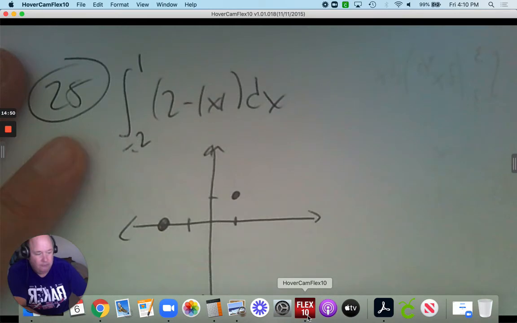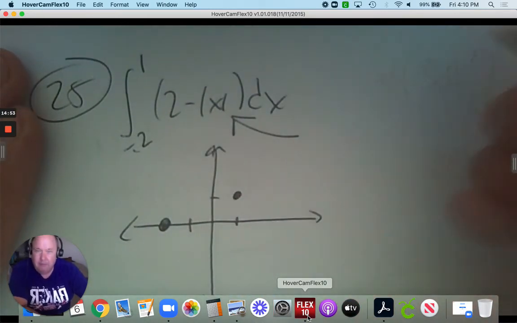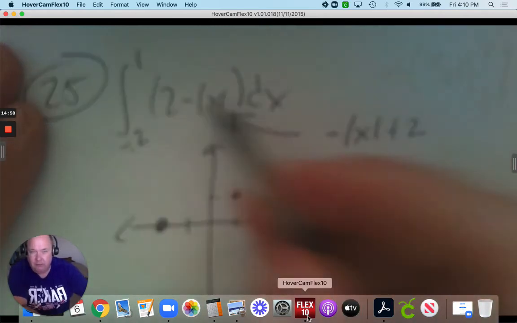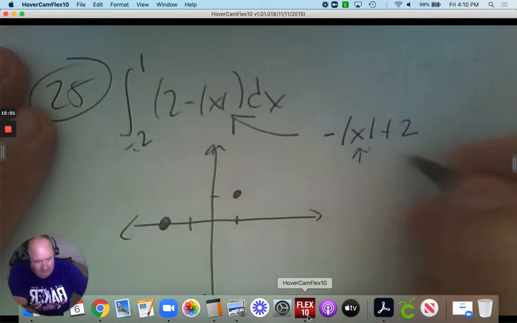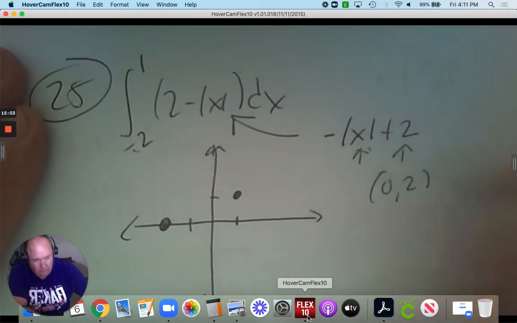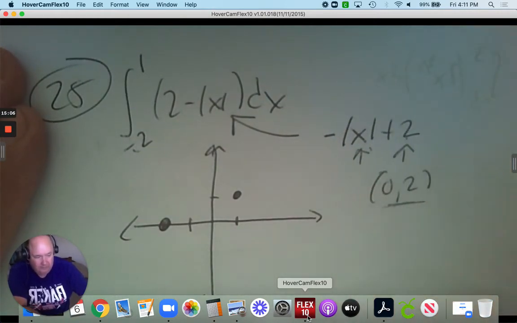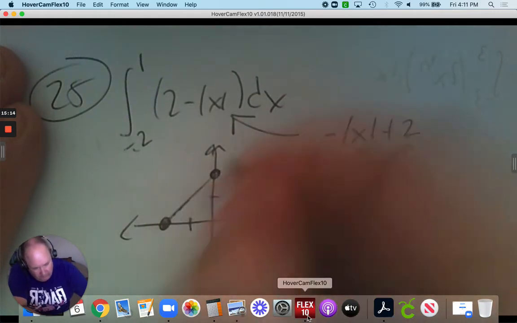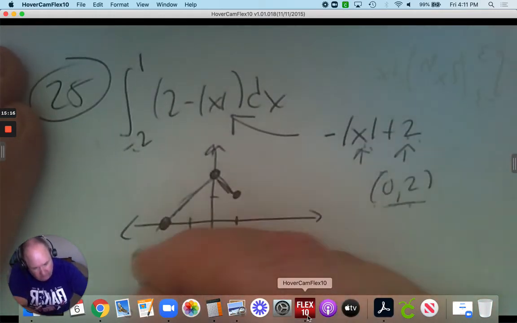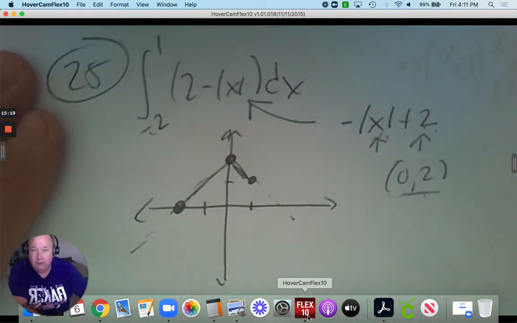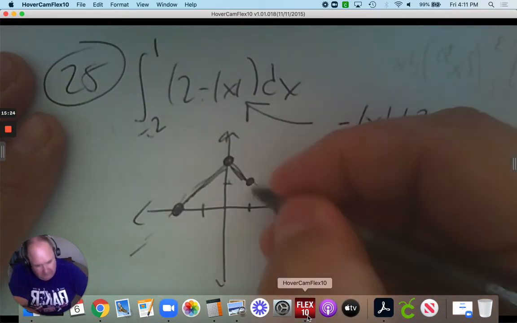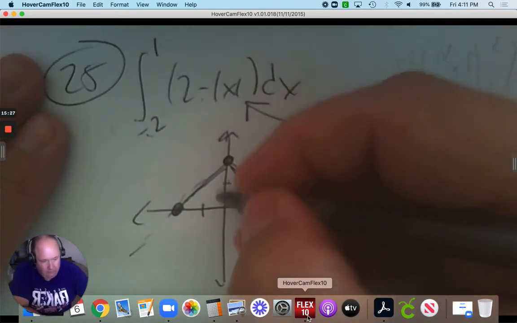Now, where is the vertex for this? I have a better understanding of this if I write it as negative absolute value of x plus 2. So if I rearrange it, I can see h and k to be 0, 2. So you see 0, 2? That's the vertex. h, k, 0, 2. And then draw your V only to where you need to. So yes, it goes down further. But there it is. Notice the negative has a reflection. It's been shifted up too. And now this area here, you're going to find the area of.